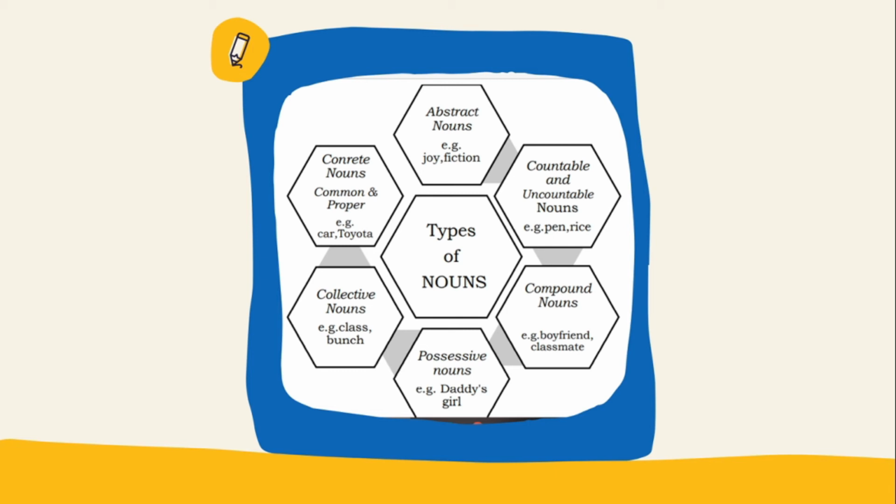Next one, possessive nouns. It shows possession. Example, Len's bag. And then, daddy's girl. Next one, we have collective nouns. It refers to a group of things which are named as one. Example, troop, colony, class, and family. Then lastly, we have concrete nouns. These are things that can be perceived with your five senses. These are the things that you can touch, smell, see, etc.